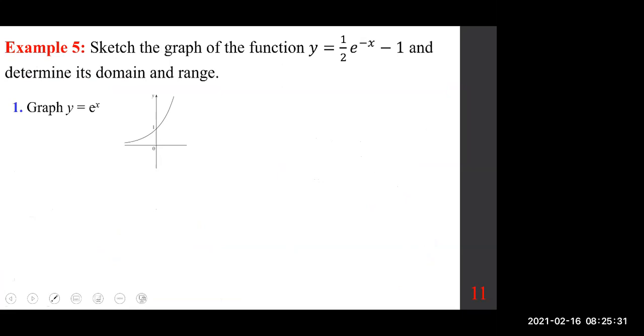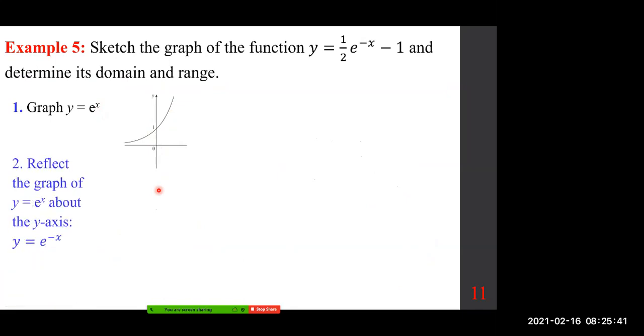So we're going to go with a couple of steps. Now, we are going to change this to e to the power of minus x. If you change the x to minus x, it flips over with respect to the y-axis, and it looks like that, okay? Now, 1/2 basically compresses it a little bit by a factor of 1/2.